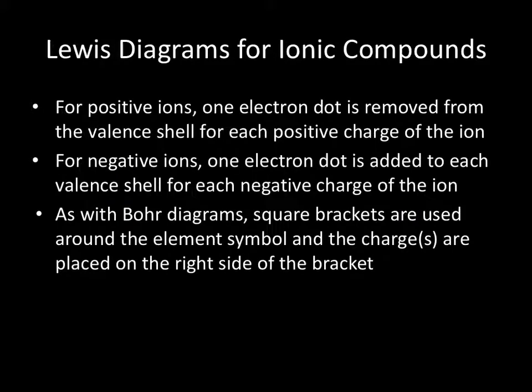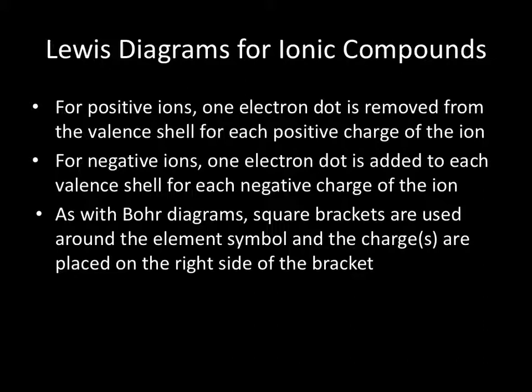Now we can also use the Lewis diagrams to represent compounds. So for ionic compounds, what we do is remove 1 electron dot from the positive ion for each positive charge of the ion. So for example, sodium has a charge of positive 1, so a Lewis diagram for a sodium ion would have basically no electrons. And for negative ions, we add 1 electron dot to each valence shell for each negative charge of the ion.